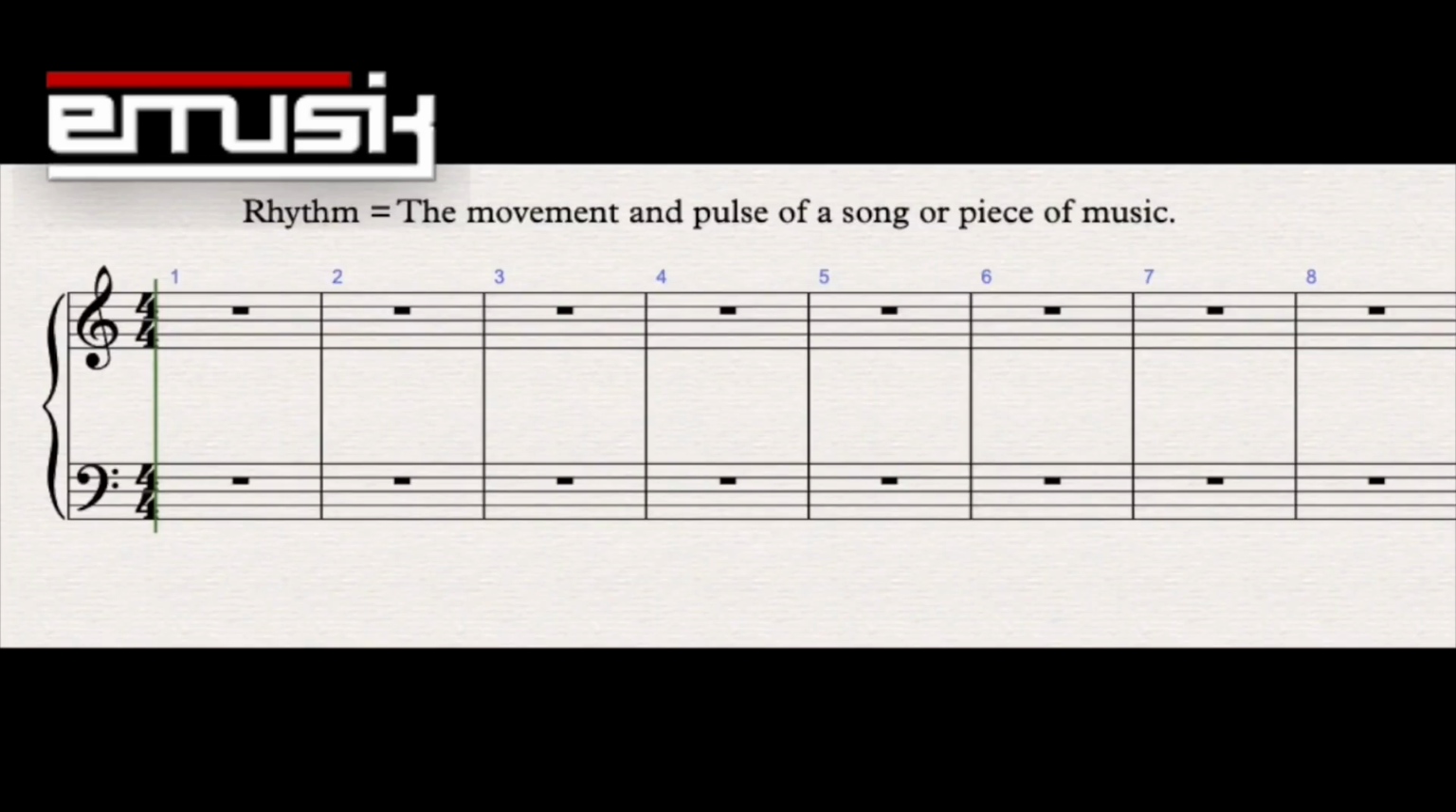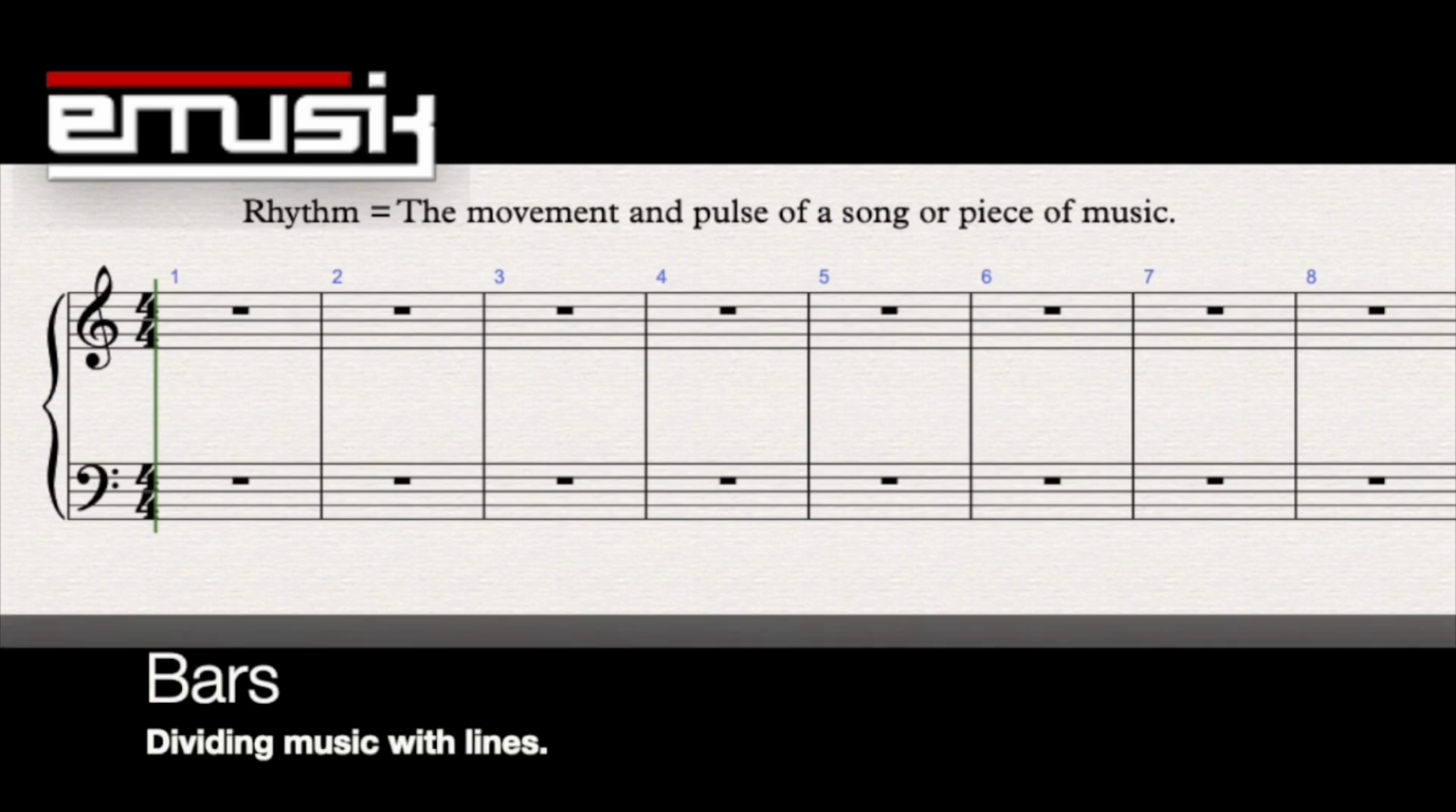And finally, keyword number 5, rhythm. Now for this, I'm going to need some sheet music. Boom. So as it says at the top, rhythm is the movement and pulse of a song or piece of music. So whenever you clap your hands, or snap your fingers, for example, that's the rhythm. Now in this frame, you'll see some blue numbers from 1 to 8.